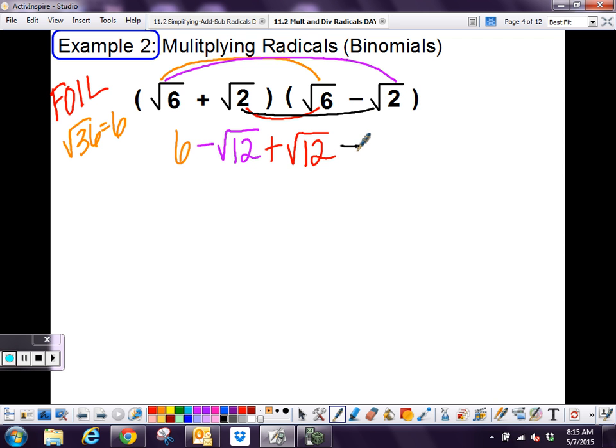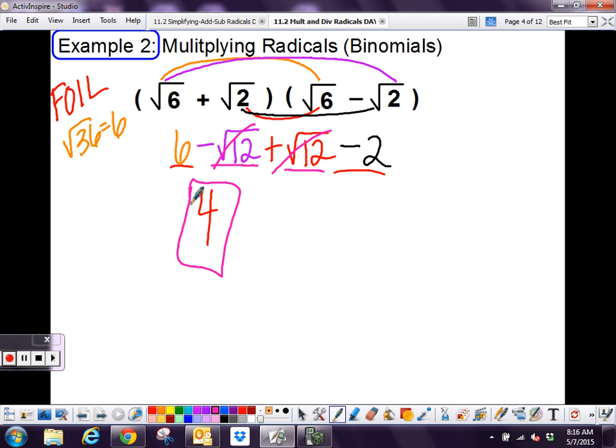Again, this is a square root times itself. So square root of 2 times square root of 2 is square root of 4, but I already know that's just going to be 2. Okay, so now from here, you can't just leave it like this. You have to try to simplify it. Now, I have 6 and I have a minus 2, so that's 4. And this one's actually really easy because when I see this negative square root of 12 and this square root of 12, I know that those are just going to cancel out. So my final answer here is just 4.